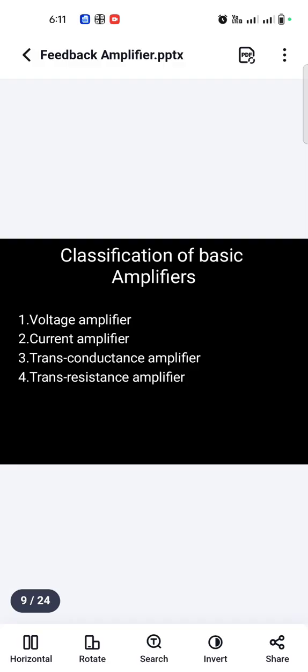What is a transresistance amplifier? You generally remember that R equal to V by I. That R equal to V by I, we will represent as the transresistance amplifier. That is Rm equal to the output voltage to the input current. That is the transresistance amplifier.